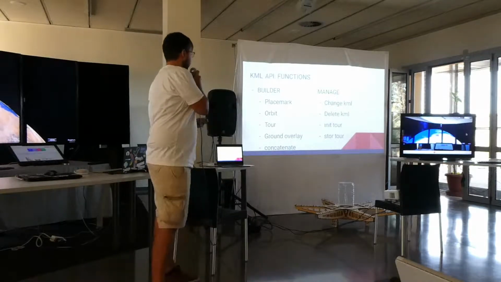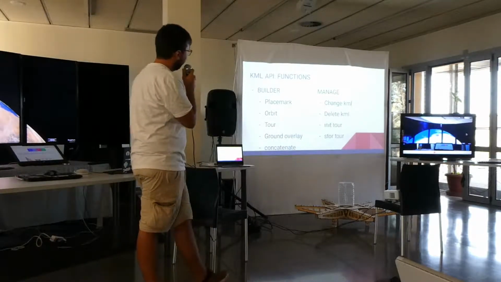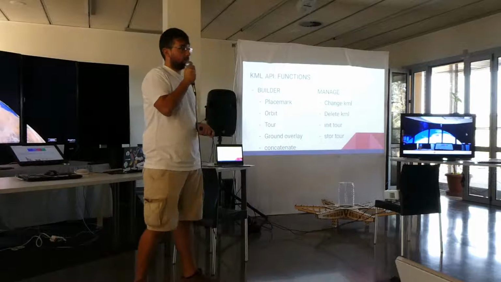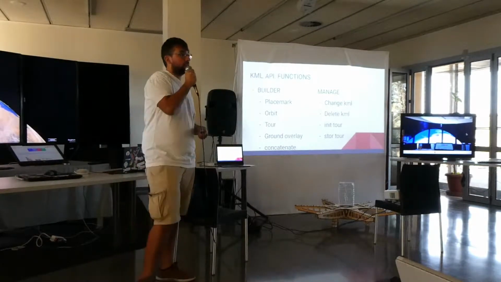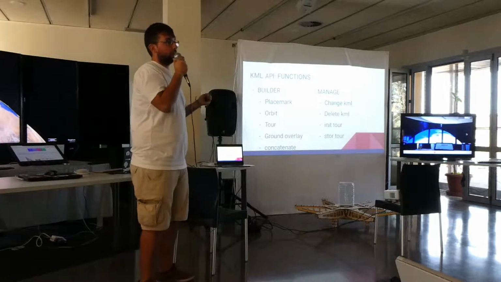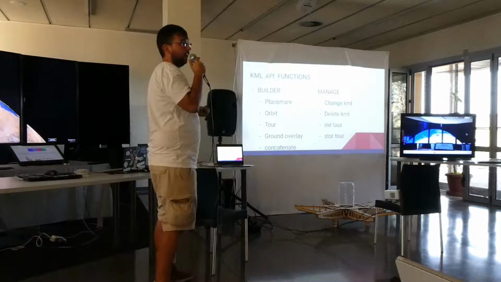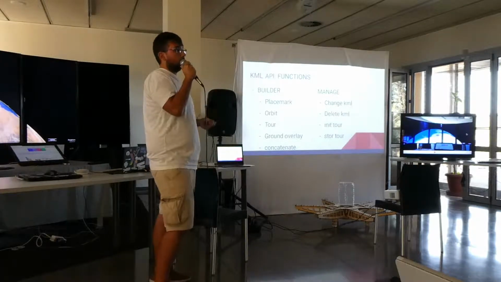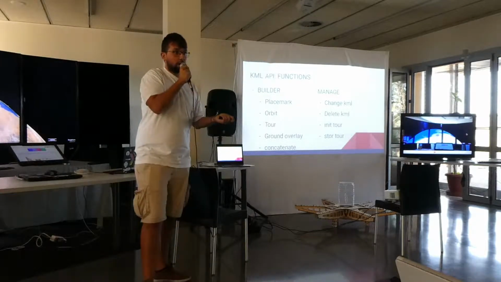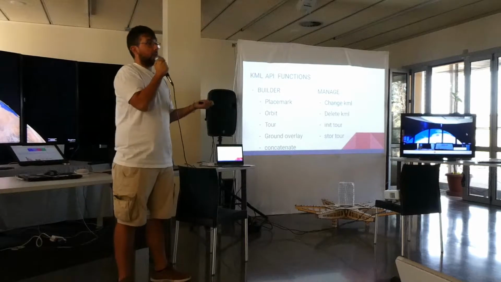Okay, here's the GitHub. KML functions. You can build a KML. You can add placemarks. You can orbit. You can do tours without overlays. And concatenate. Concatenate is the function where, for example, you are including some placemarks, and you have a KML that executes some tours. In your current KML that you are editing, you can add new KMLs.